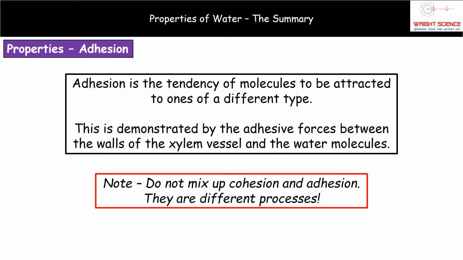And the best example of this is the xylem vessels. So within our xylem, we obviously have the hydrogen bonds between the water molecules. That's our cohesion. But we also have these attractive forces between the water molecules and the xylem vessel walls. So that is adhesion.